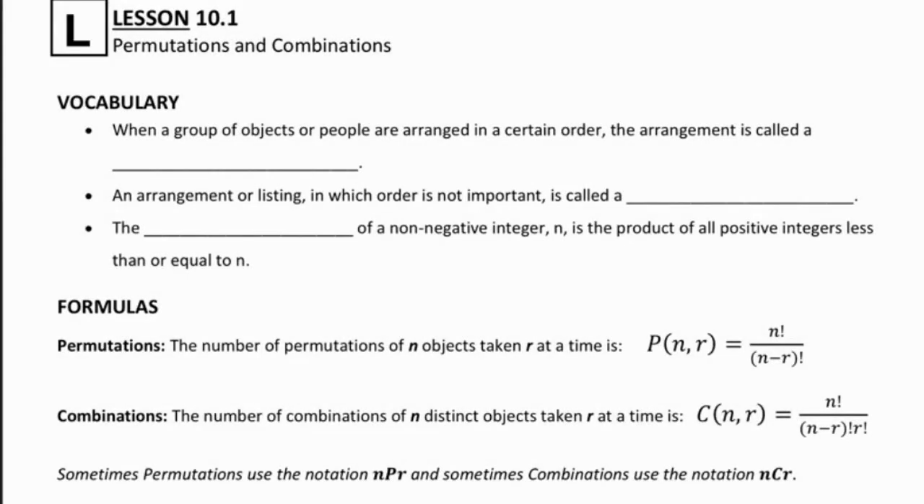Alright, what's up guys? So we're starting Unit 10, which again is going to be everything that has to do with probability. So two things we're going to learn about today is something called a permutation and a combination and how it works with probability.